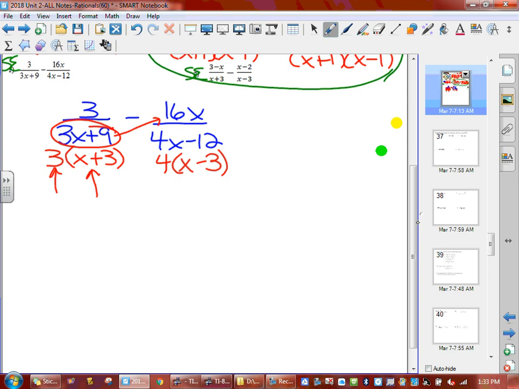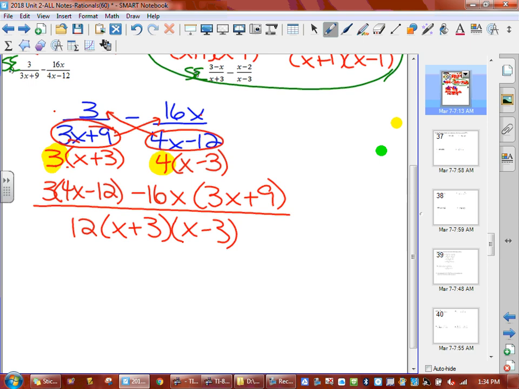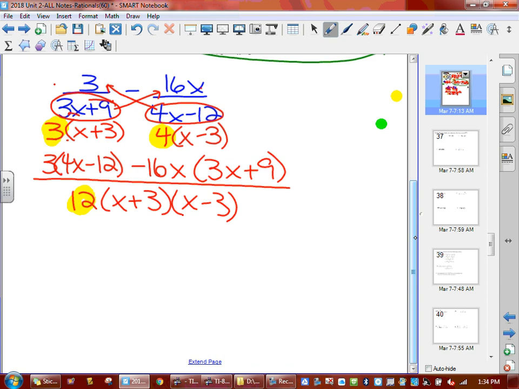And if it's all different, you got to use it all. So, this side has those two factors, this side does not, so he's going to multiply by that guy. This side over here doesn't have those two, so he's going to multiply by this one. So this guy's multiplying up there. Okay? So it's going to look like this. So we're going to have 3 times 4x minus 12 minus 16x times 3x plus 9 all over 12 x plus 3 x minus 3. So one thing we have to do with our common denominator is multiply the digits if we have digits. And we have digits, so we multiply them, and that's how we get our 12 on the bottom for our common denominator. Okay, so that's how we get our 12 there.